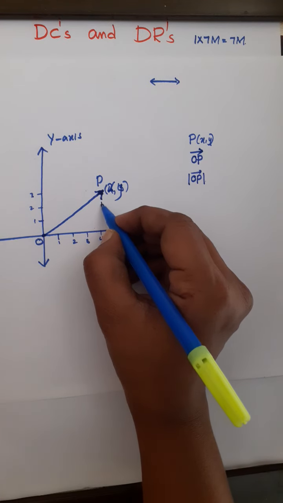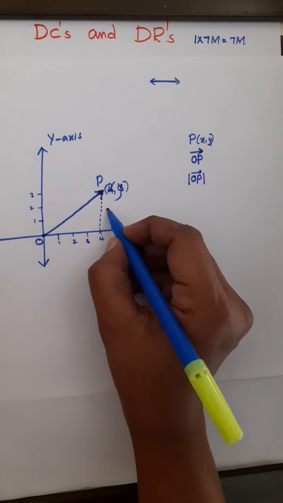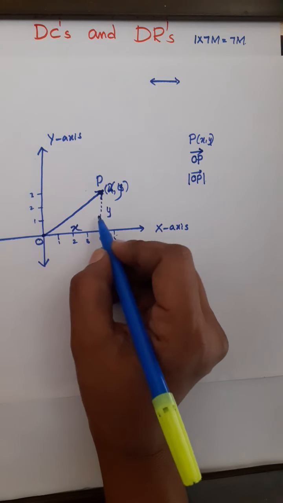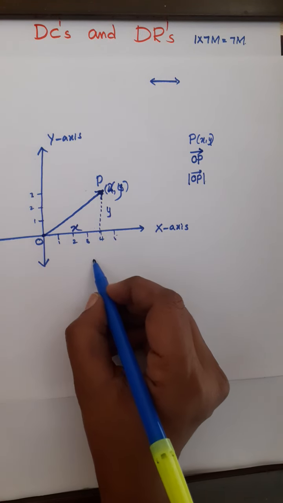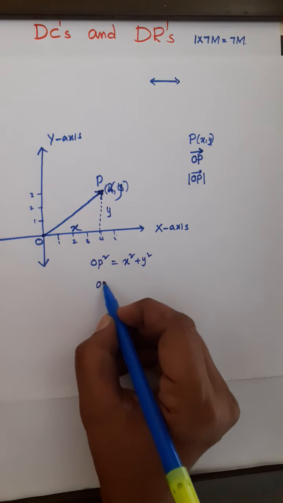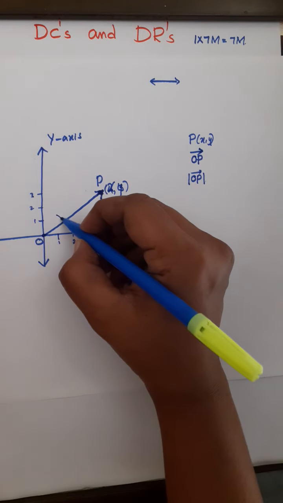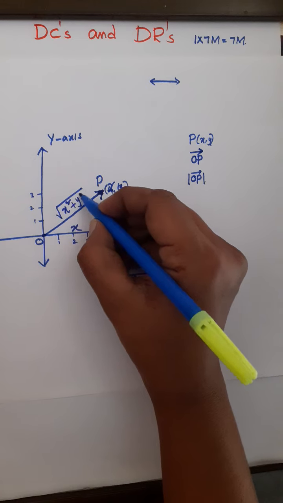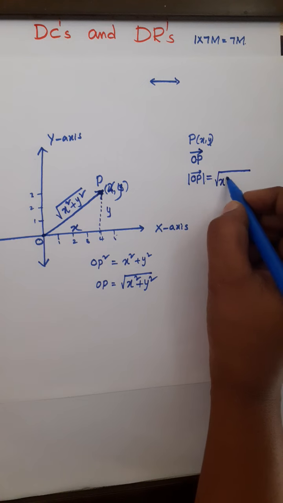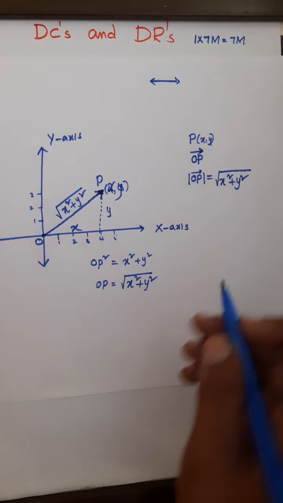See, if we drop a perpendicular here, what is the length of this one? This is y units and this one is x units, right? So by Pythagoras theorem, what do you say? OP square is equal to x square plus y square. Nothing but OP is equal to under square root of x square plus y square. So the magnitude of OP is under square root of x square plus y square. Right?